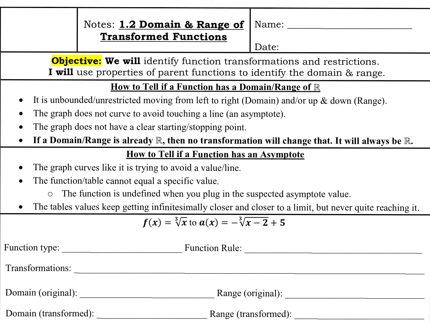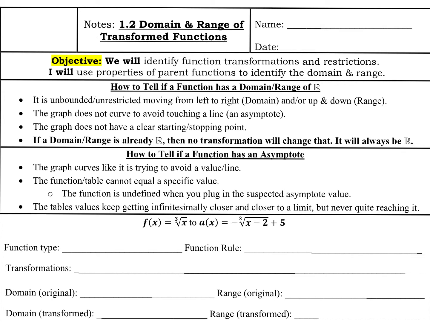So at the top of these notes, I have some pointers on how to tell if a function has a domain or a range, or possibly both, of all real numbers. Basically, can the graph move left and right freely, and can it move up and down freely? If it's yes to either one of those, then the domain or the range would be all real numbers.